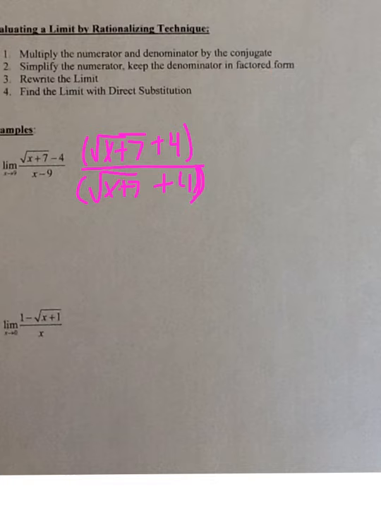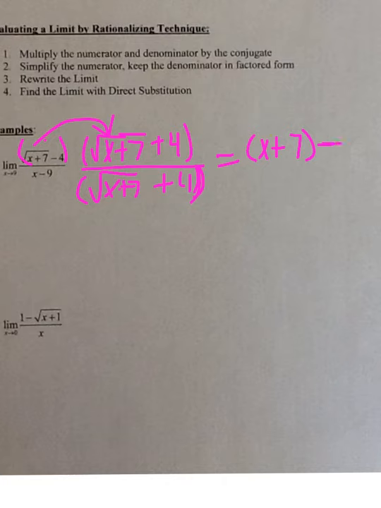Okay, that's a key here. All right, so when I multiply the numerators, I'm multiplying the first times the first. So the square root of x plus 7 times the square root of x plus 7. Remember, when you multiply a square root by itself, you just get that number that's underneath, the radicand. So it's x plus 7. Minus, because remember I said when you multiply conjugates, it's always a minus.